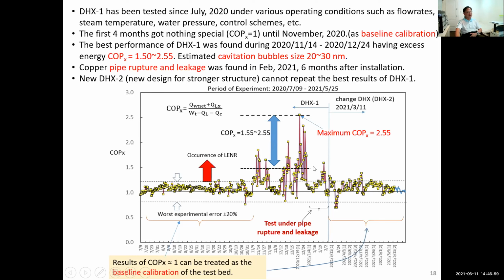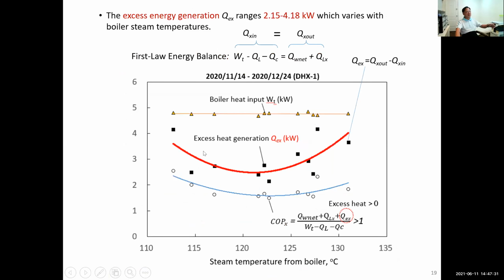And unfortunately, at the end of the year, the pipe ruptured and leaked. So we changed to another new heat exchanger with a stronger structure, but we could not repeat the test results of the first one. The COP equals 1, and that data can be treated as a baseline calibration of the test bed. So this shows the excess energy heat generation from 2 to 4 kilowatts.